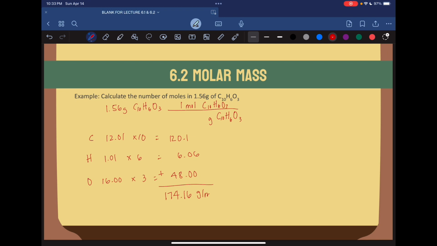To get 174.16 grams per mole. This can be rewritten as a conversion factor where we put 174.16 at the bottom. So when we cross out our units, we are left in moles, and you get 1.56 times 1 divided by 174.16, and I'd want 3 sig figs in my answer, so I get 0.00896 moles of C10H6O3.